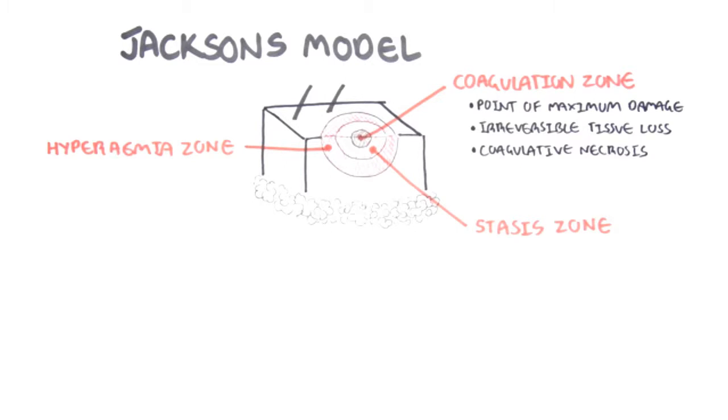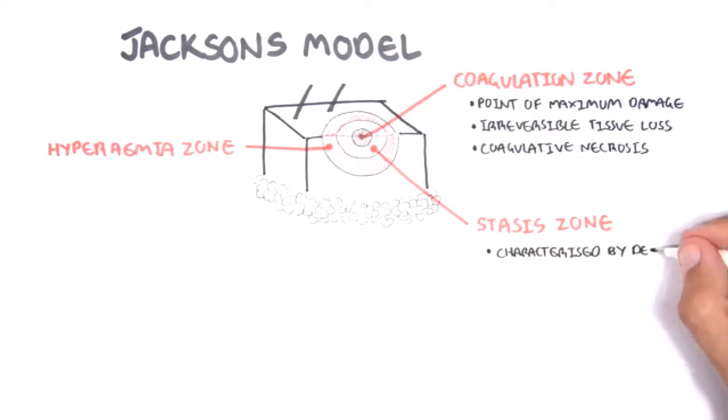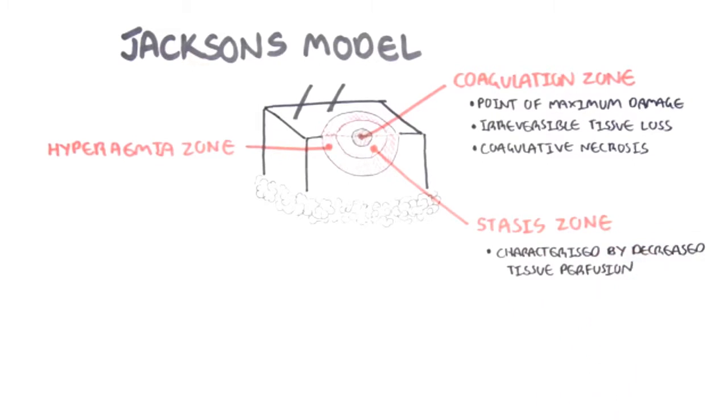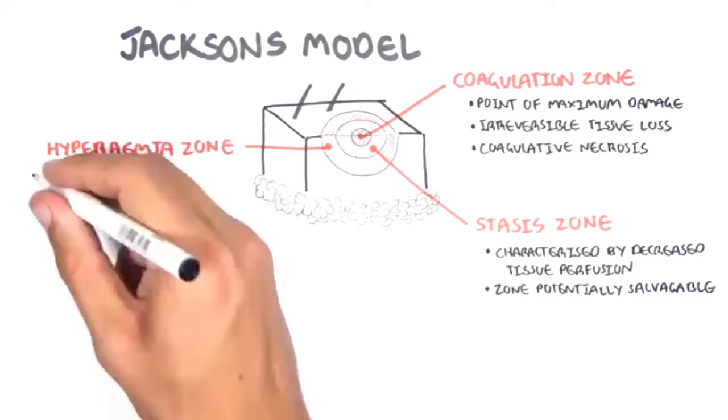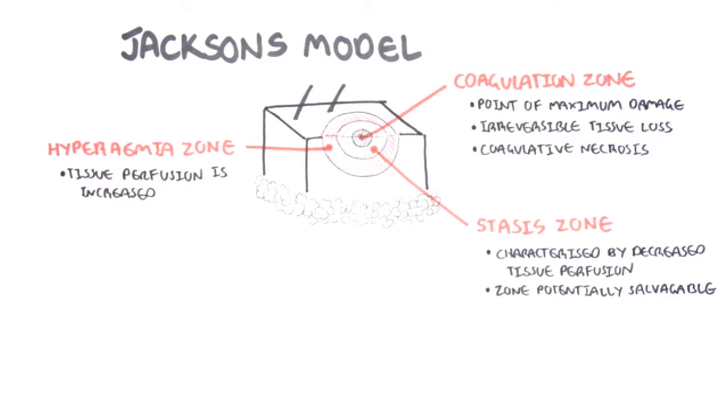Surrounding the coagulation zone of necrosis is a zone of stasis. Now, this zone is essentially characterized by decreased perfusion. This ischemic zone may progress to full necrosis unless the ischemia is reversed. At the very outside is the zone of hyperemia. In this outermost zone, tissue perfusion is increased. The tissue here is invariably recovered unless there is severe sepsis or prolonged hypoperfusion.